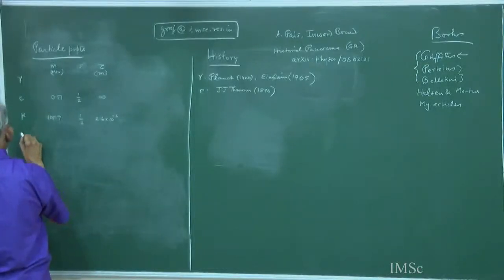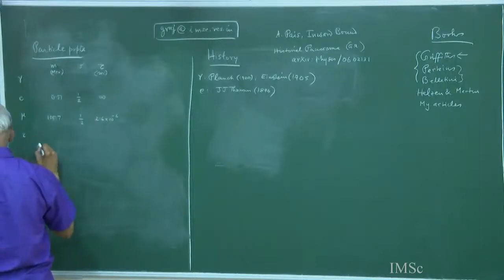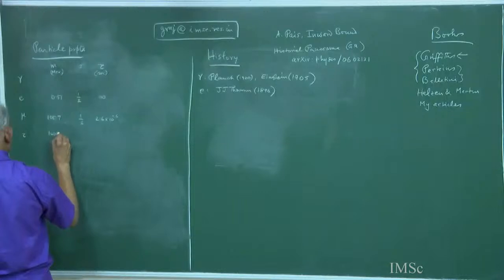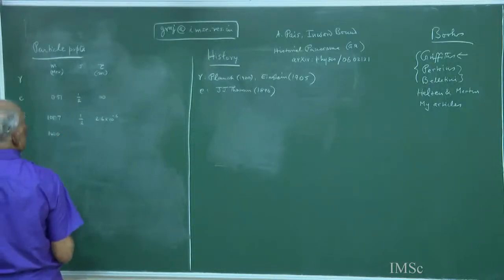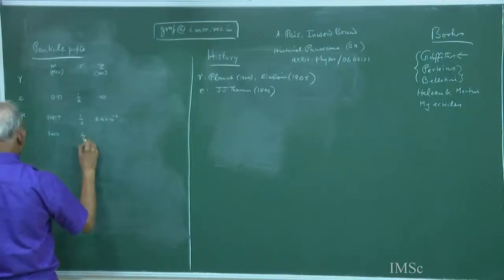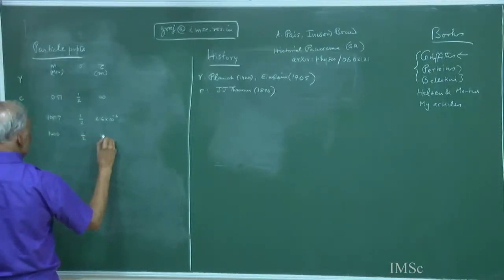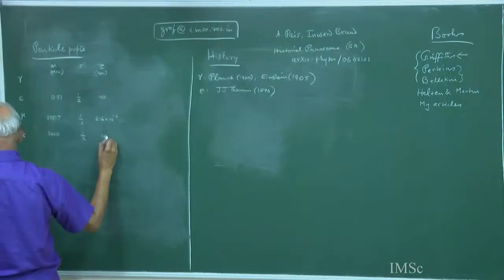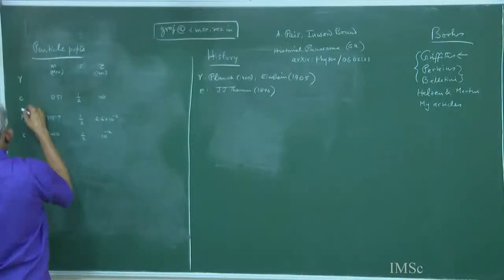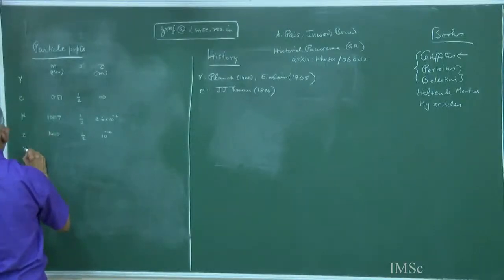And then still heavier electron called tau, which was discovered only in accelerators, and its mass is about 1400. Precise mass you can get. By the way, I will come to that later. Spin is half, and its lifetime is about 10 power minus 12 second, I think. Correspondingly, there are neutrinos, nu e, nu mu, nu tau.